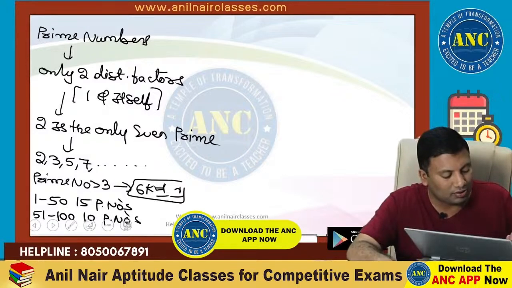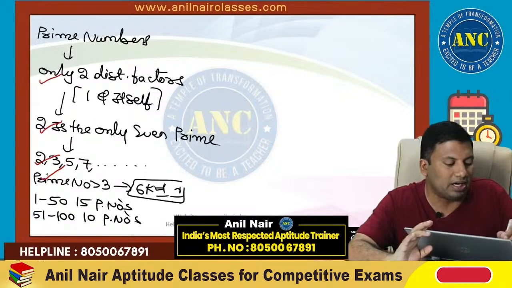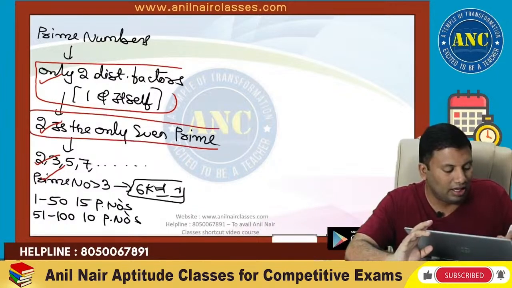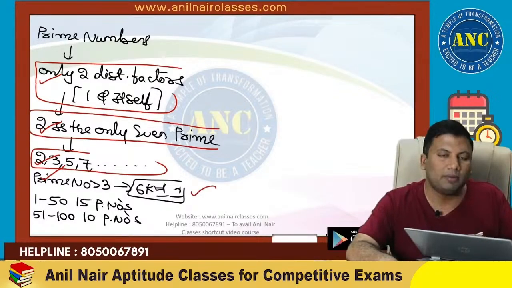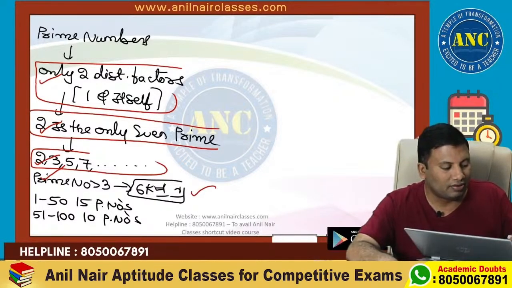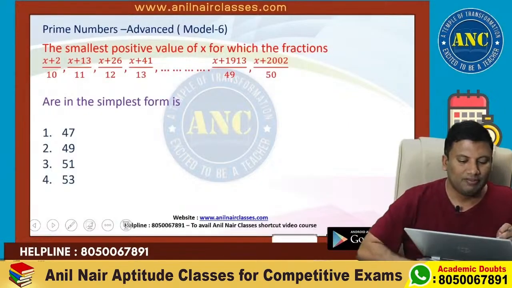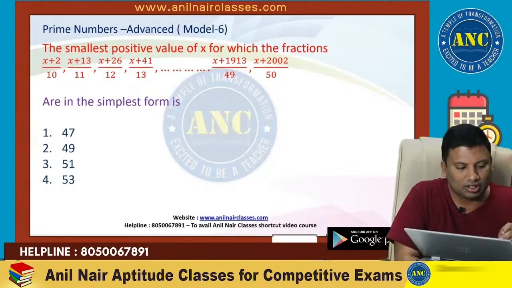All the problems whatever we did are related to an application of these important key points. 2 is the only even prime number; the series is 2, 3, 5, 7. Any prime number greater than 3 is of the form 6k plus or minus 1. Let us solve this problem. Few students have answered me on WhatsApp. Now before we solve the question, see here.